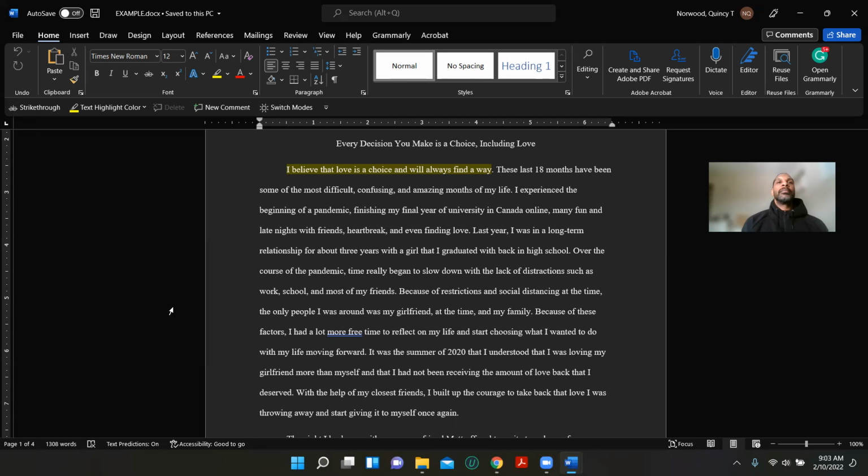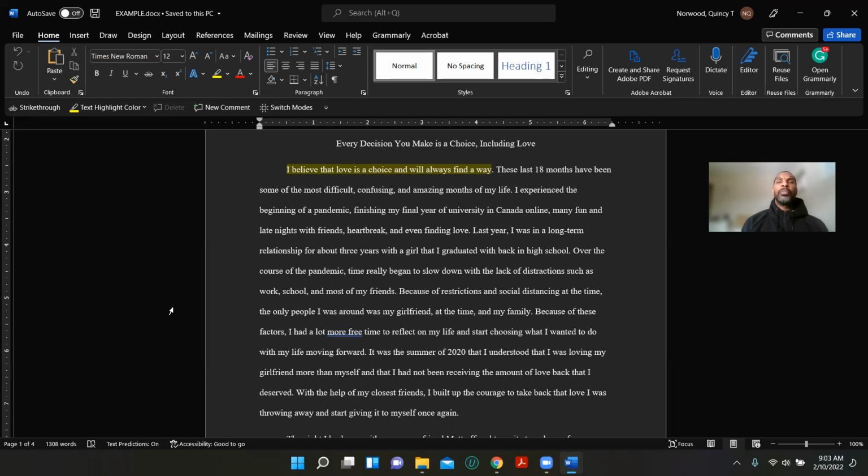Right? Couple good things about this intro. Again, the belief is clear. There's concrete details. It starts the narrative. It shows the reader when this happened.